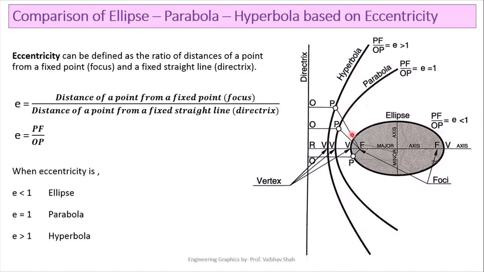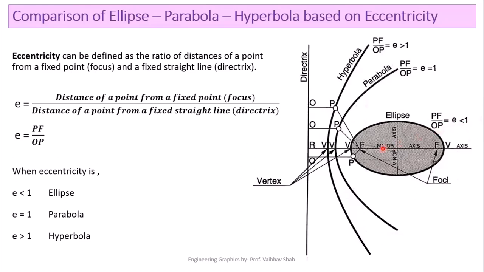The definition says that it is the ratio of the distances of a point. So let us first define the point for this ellipse. Let us suppose any point on the ellipse as point P. Now it is the ratio of distances of this point: we find the distance of this point from a fixed point, that means PF, divided by the distance of this point from a fixed straight line, which is PO or OP. You will have the eccentricity, which defines your ellipse.